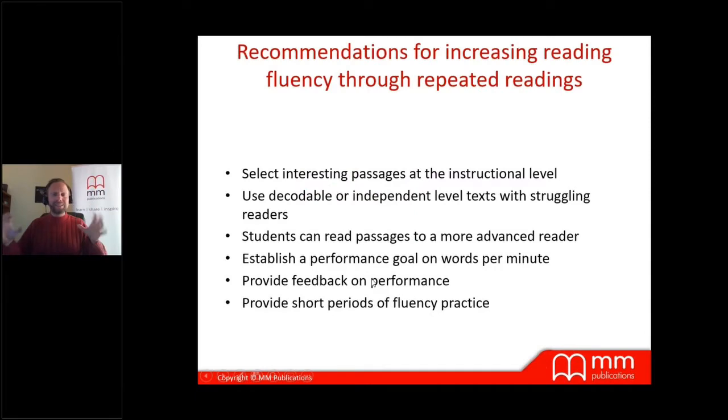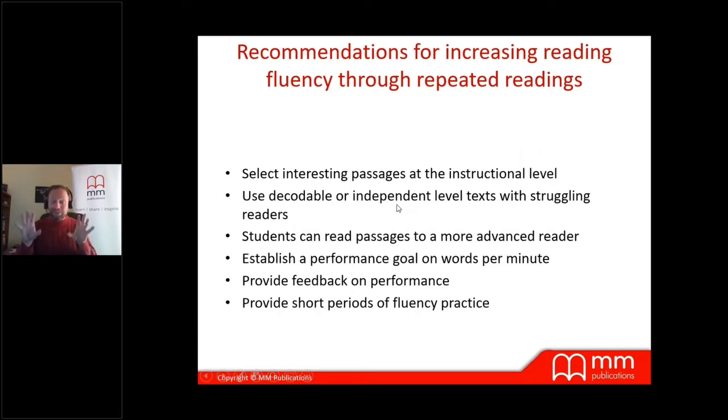Actually, this is the most important thing. This can serve as a reinforcer on its own. Here are some of the recommendations for increasing reading fluency through repeated readings. First of all, we have to select interesting passages that are at their level. Use decodable or independent level texts with struggling readers.